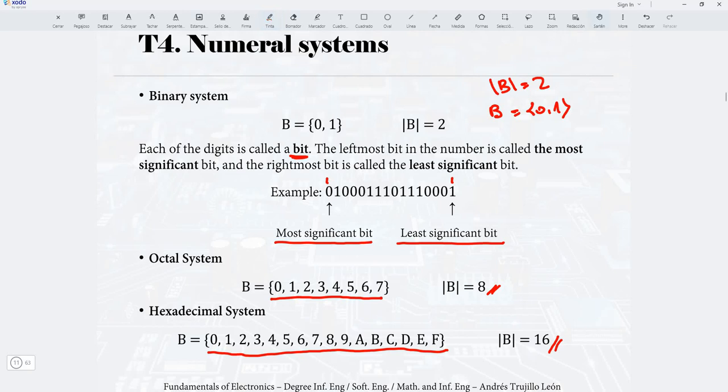Note that in the hexadecimal system, when we reach the 9, we have to add more digits. We can't use 10 here because 10 is 2 digits, as in the decimal base. In this base, we need more elements to reach the 16 elements. So after the 9, we use A, B, C, D, E, F, and they represent 10, 11, 12, 13, 14, and 15. So the elements go from 0 to 15.